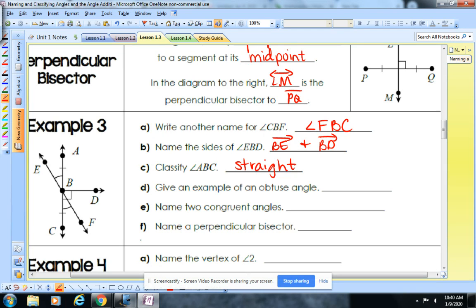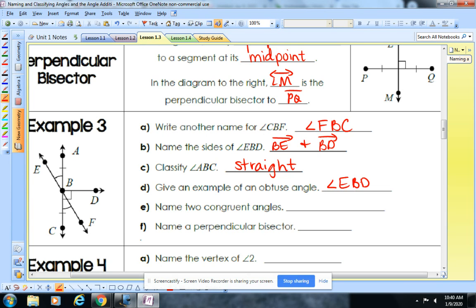D says, give an example of an obtuse angle. Can somebody tell me an angle that's obtuse? EBD. Very good. Can somebody give me another one? EBF. Actually, EBF is a straight angle. ABF, yes. So there's quite a few of them, right? Also, CBE would be obtuse, would it not? Right? There'd be a few.